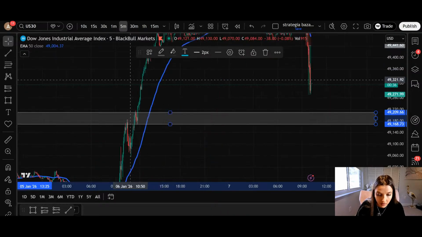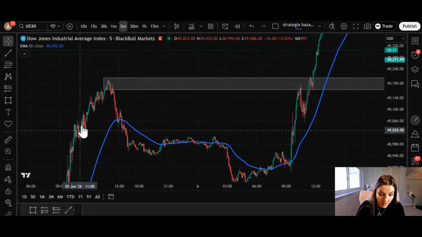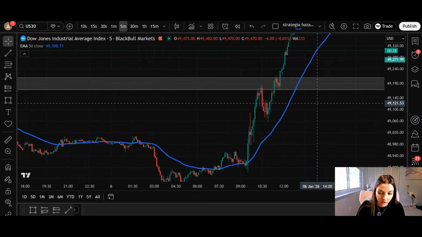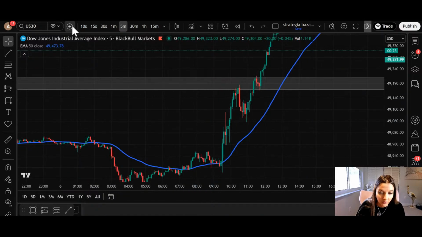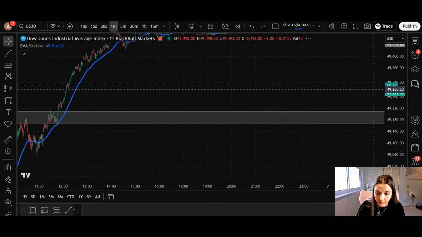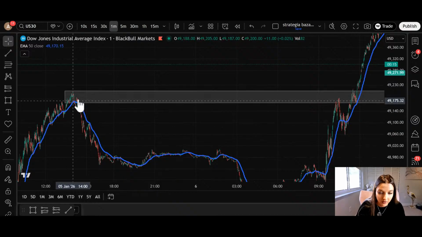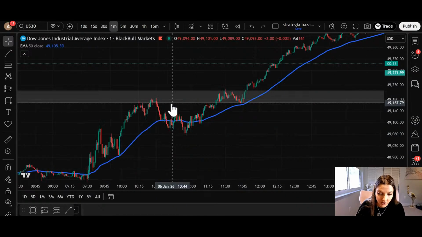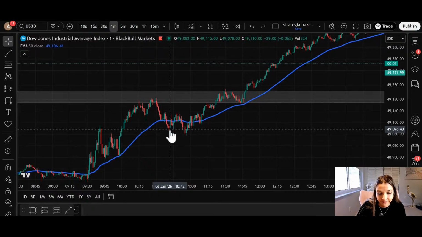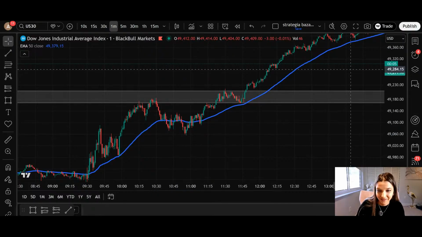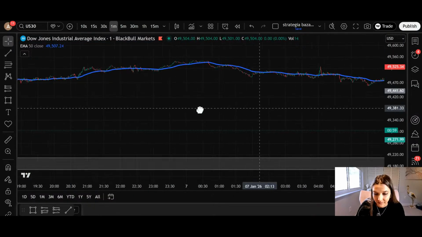Okay, so this is an area that was a demand zone before, but the price just broke it. This is where I took my loss yesterday. On 1 minute, let me show you. Here, I saw the price going to this demand area, rejected it, nice, and I waited for the price to go below the EMA and I got in. And what happened? It went in the opposite direction.